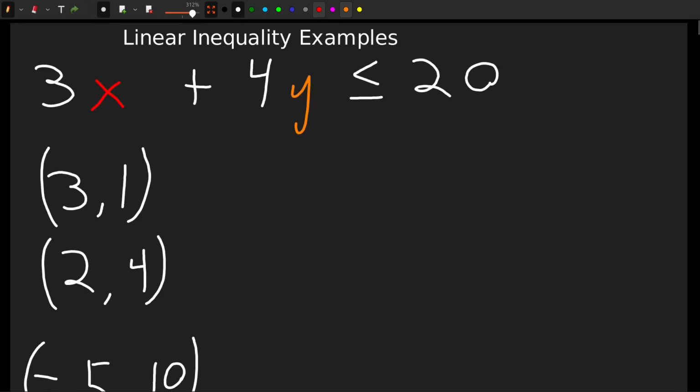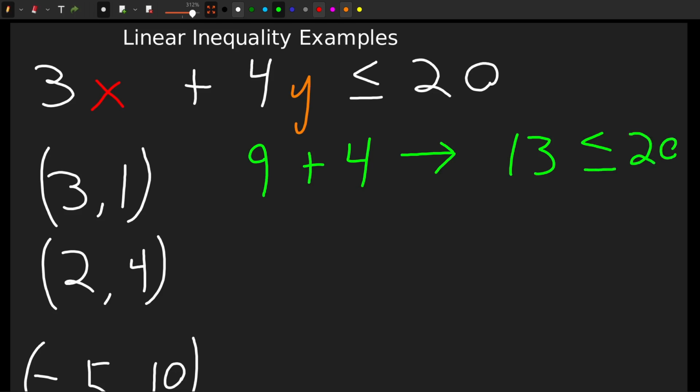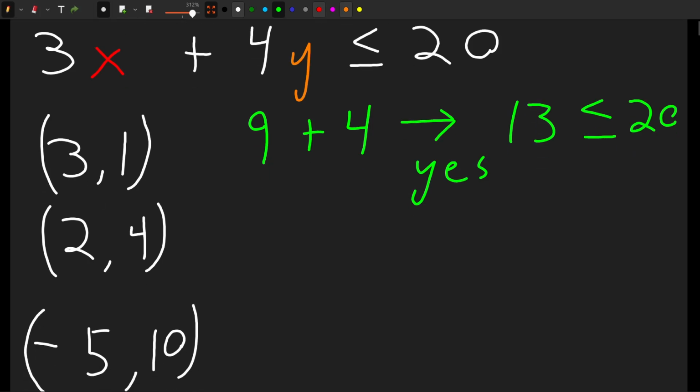Now, in order to see if these are solutions to our inequality, all we have to do is plug them in. So (3, 1): 3 is our x, 1 is our y. So we're going to get 3 times 3, I'll choose green for this. 3 times 3 is 9, plus 4 times 1 is just 4. And so that gets us to be 13. And so we need to say, is that less than or equal to 20? In that case, it is. So (3, 1) is a yes. It is a solution. We'll move on to (2, 4) now.